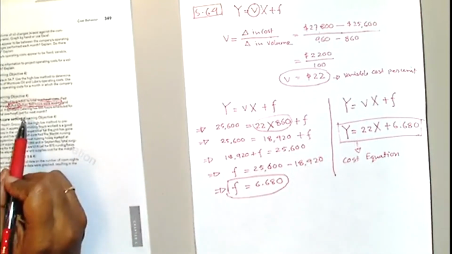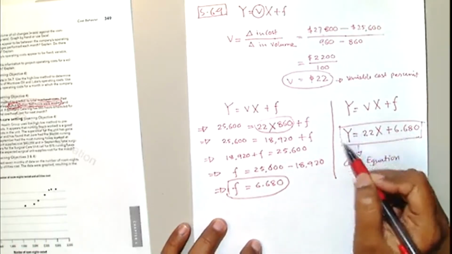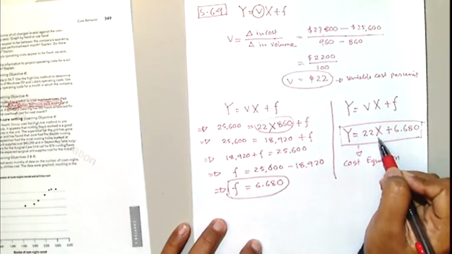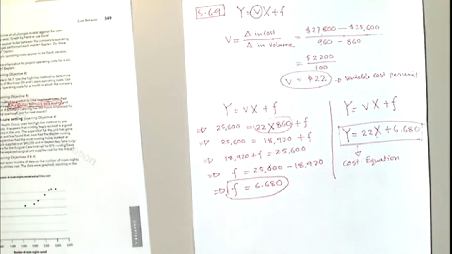Now, read the last sentence. It says, if Brownfield Catering has 885 hours scheduled for next month, what would be the expected overhead cost? So next month, they are expecting to work for 885 hours. What would be your total cost? So you know your cost equation. You know your X. X means how many hours. So if you plug in the X value, you will find your Y. Y means your total cost.